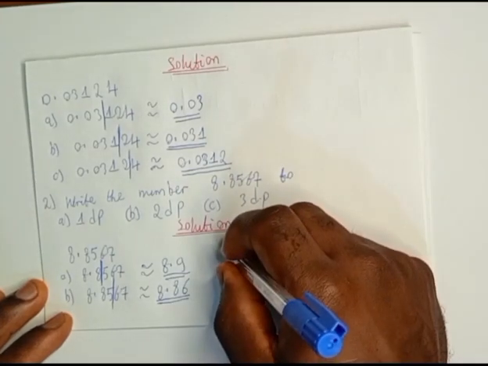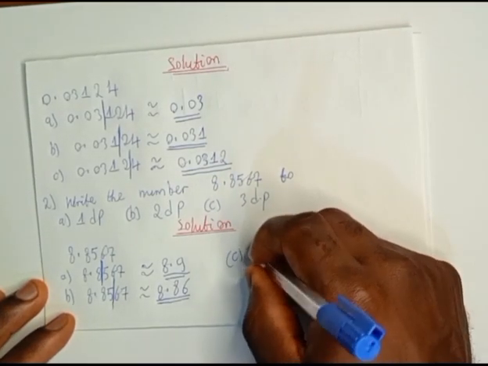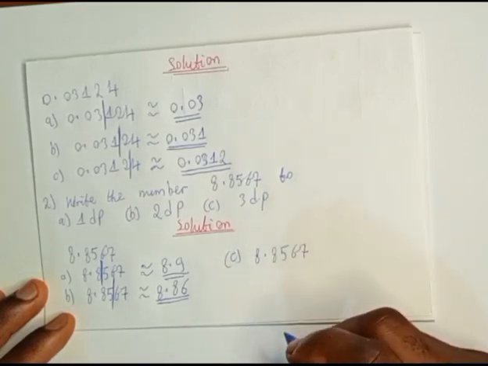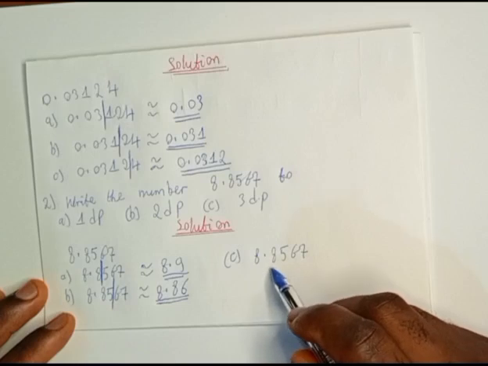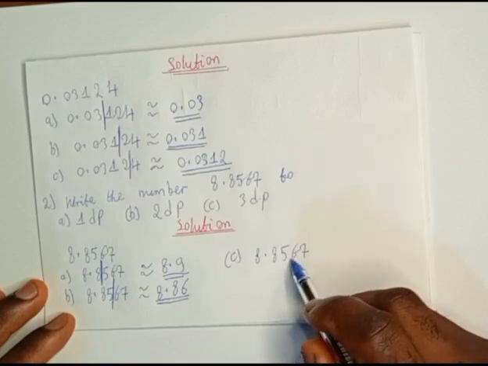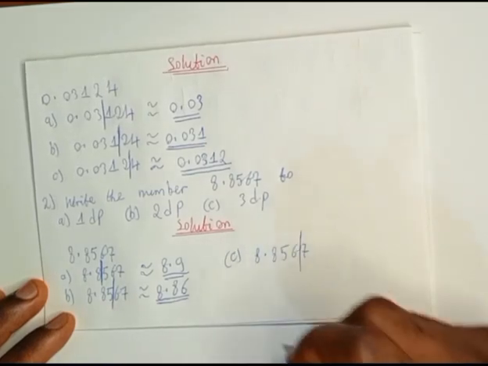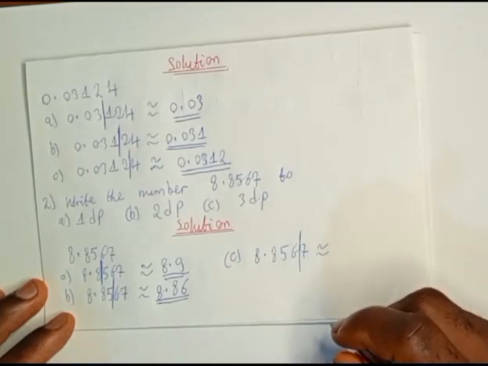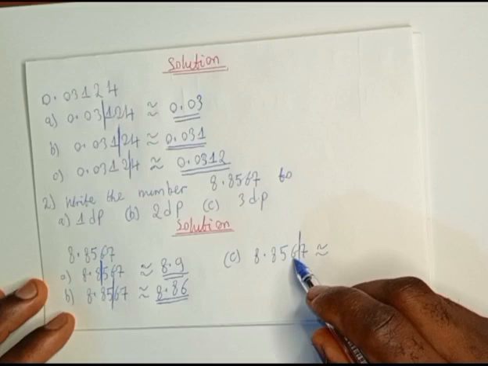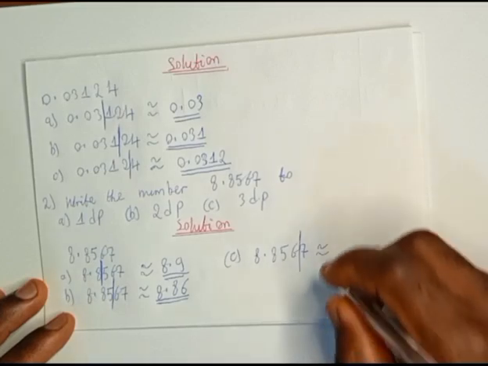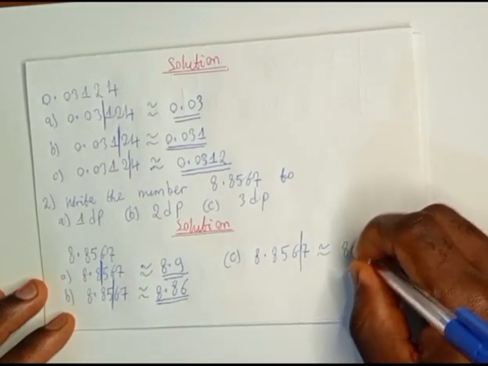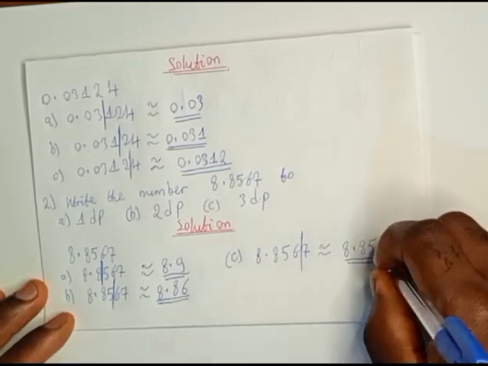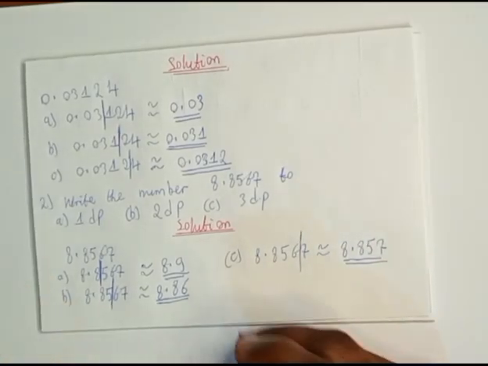We move now to C. We have to express that number 8.8567 to 3 decimal places. Count the 3 decimal places. 1, 2, 3. Round off between the digits 6 and 7. 7 is greater than or equal to 5. It is rounded up to 1. We are going to add the 1 to this 6, which gives us 7. And this will be approximately 8.857 to 3 decimal places.